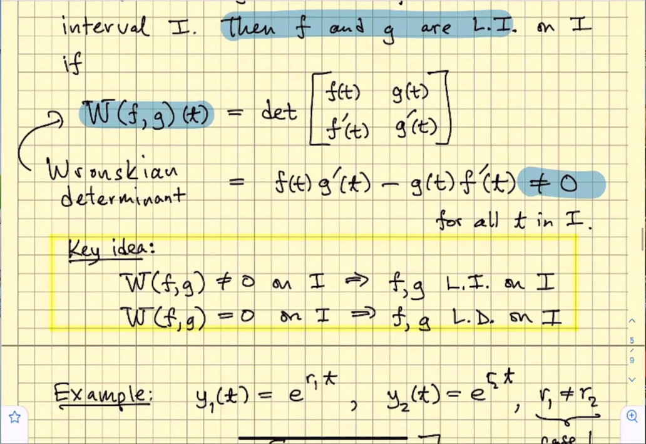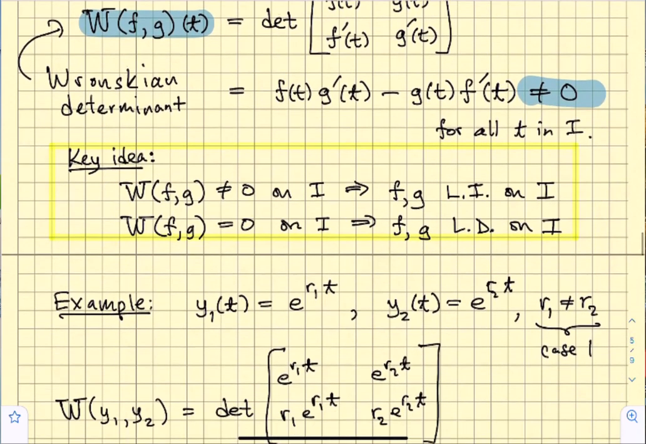So to summarize here, if the Wronskian of f and g is not 0 on the interval, then f and g are linearly independent, and it turns out that this is actually an if and only if. The Wronskian of f and g being 0 forces f and g to be linearly dependent. So you can think of the Wronskian determinant as a foolproof litmus test. You can just calculate it, and either you get 0 or you don't get 0. If the Wronskian is 0, then the functions are linearly dependent. If the Wronskian is non-zero, then the functions are linearly independent.